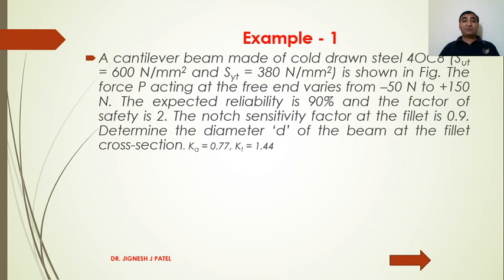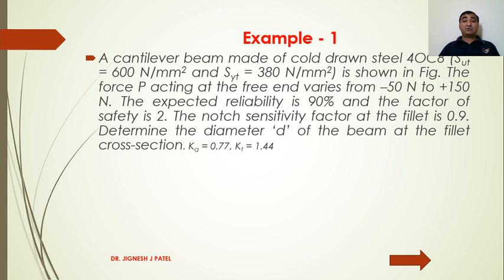A cantilever beam made of cold drawn steel 40C8, SUT 600 Newton per mm square and end point stress 380 Newton per mm square, is shown in figure. The force P acting at the free end varies from minus 50 Newton to plus 150 Newton. The expected reliability is 90% and the factor of safety is 2. The notch sensitivity factor at the fillet is 0.9. Determine the diameter D of the beam at the fillet cross section.